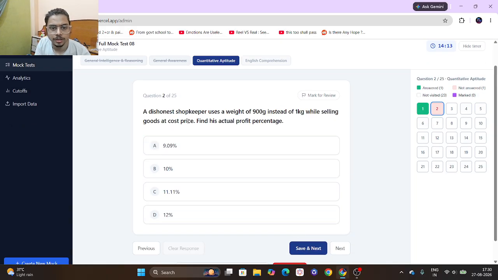Next, a dishonest shopkeeper uses a weight of 900 gram instead of 1 kilogram while selling goods at cost price. What is his actual gain?